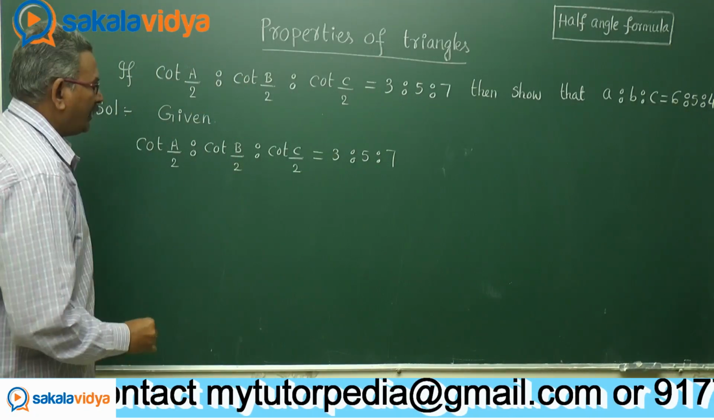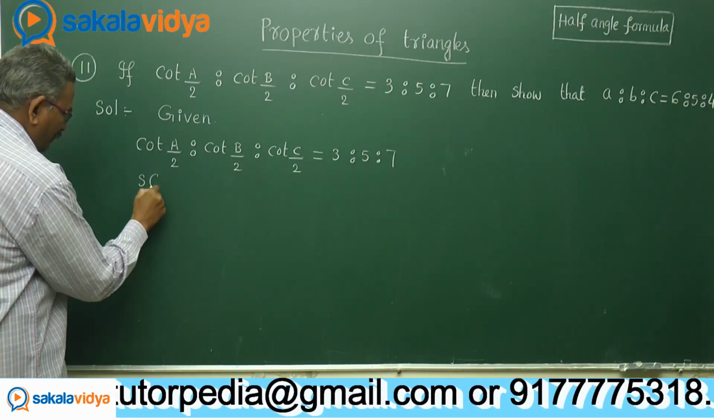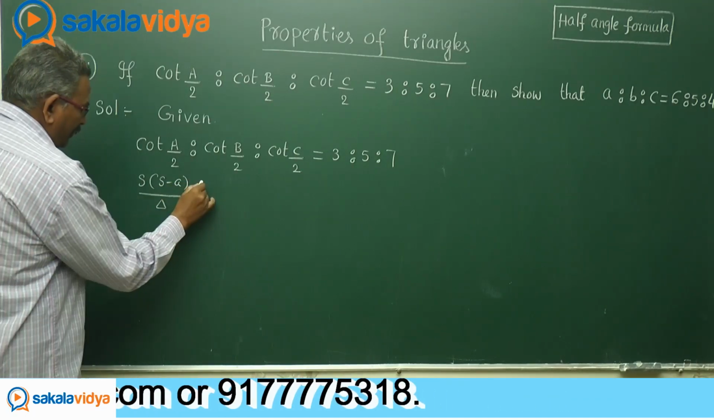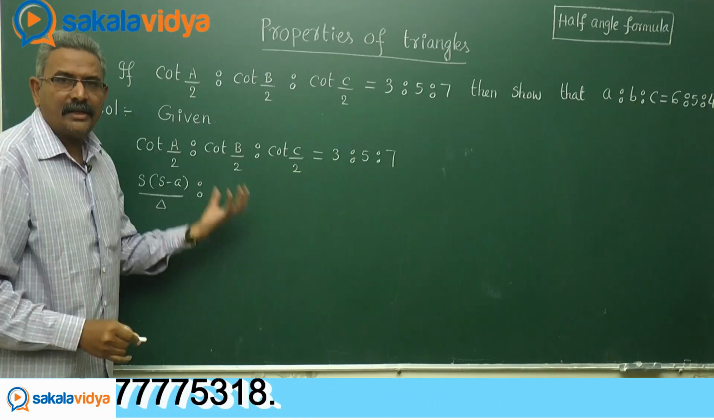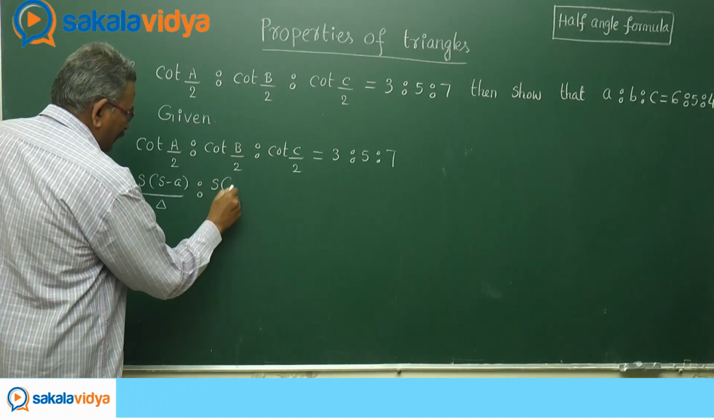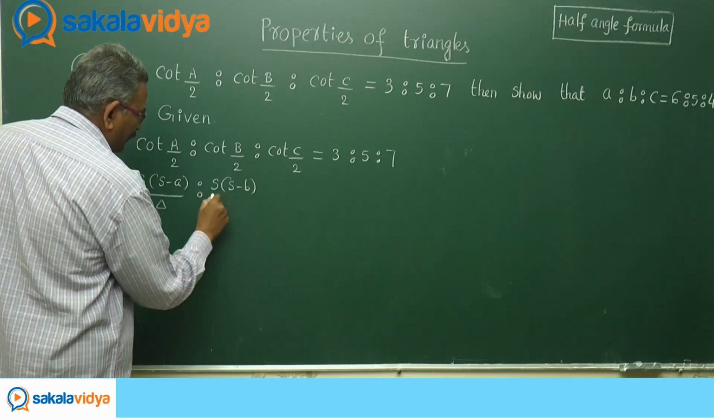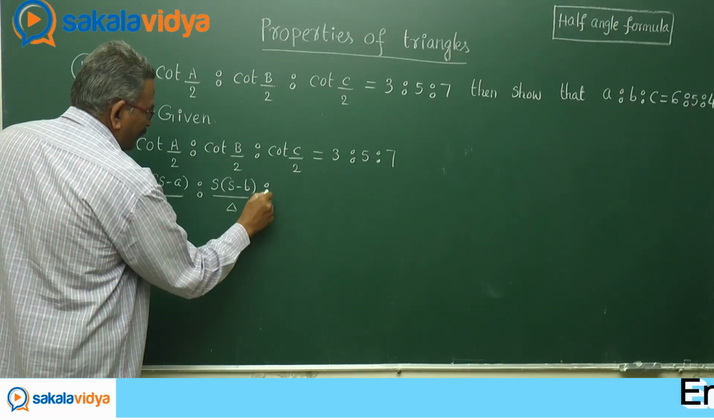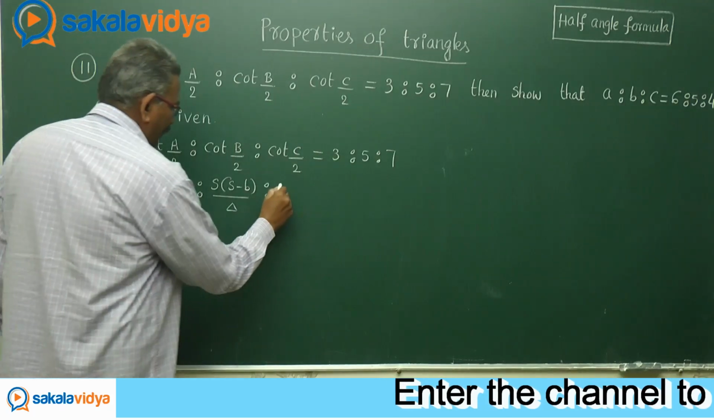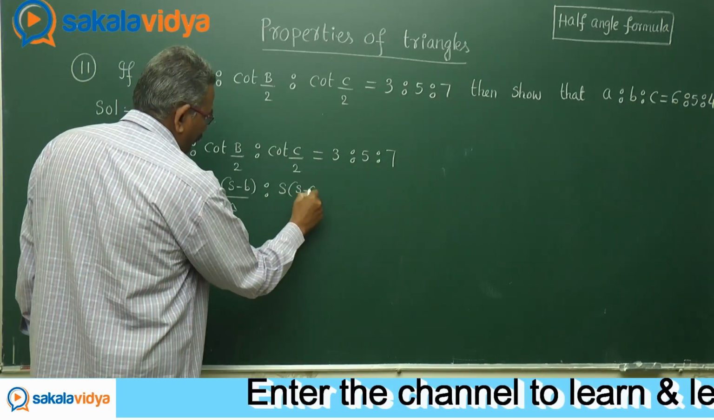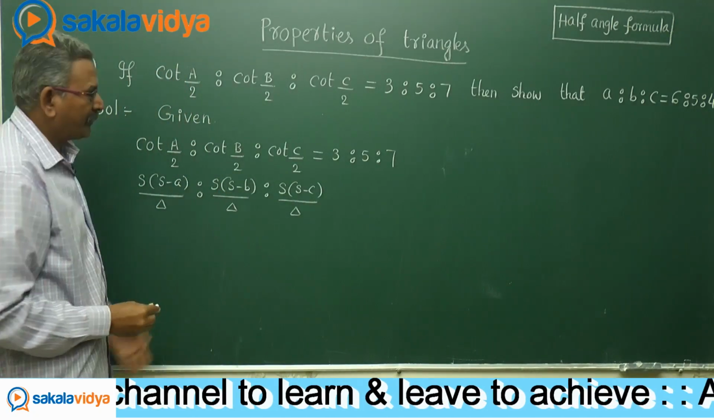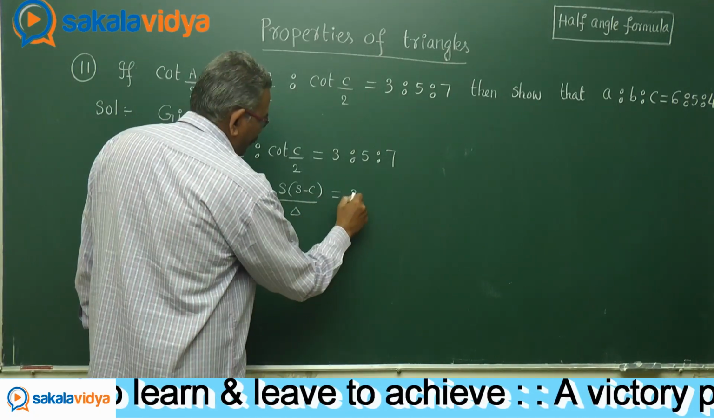Let us write cot A by 2, that is s into s minus a by delta, is to, what is the value of cot B by 2? Yes, you are correct, that is s into s minus b by delta, is to, what is the formula for cot C by 2? So that is s into s minus c by delta. All these three formulae are to be recalled now. So this equals 3 is to 5 is to 7.